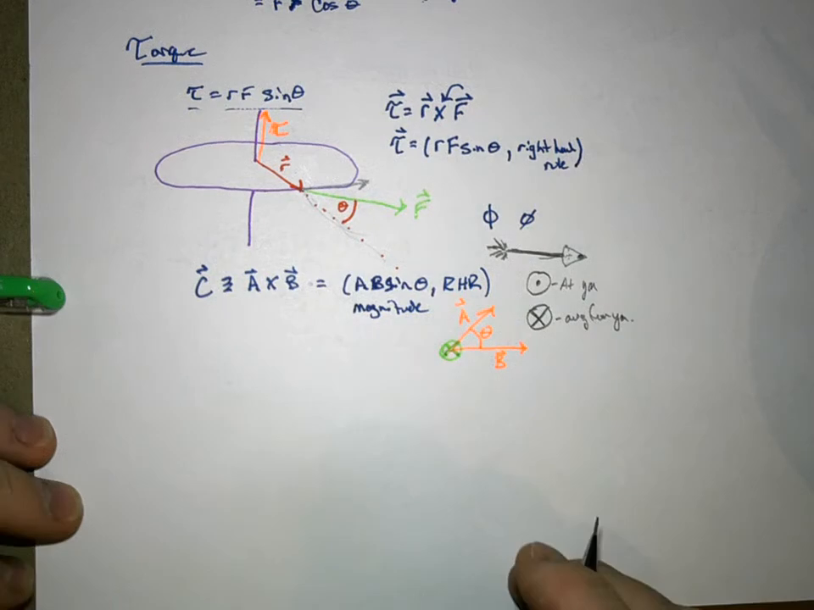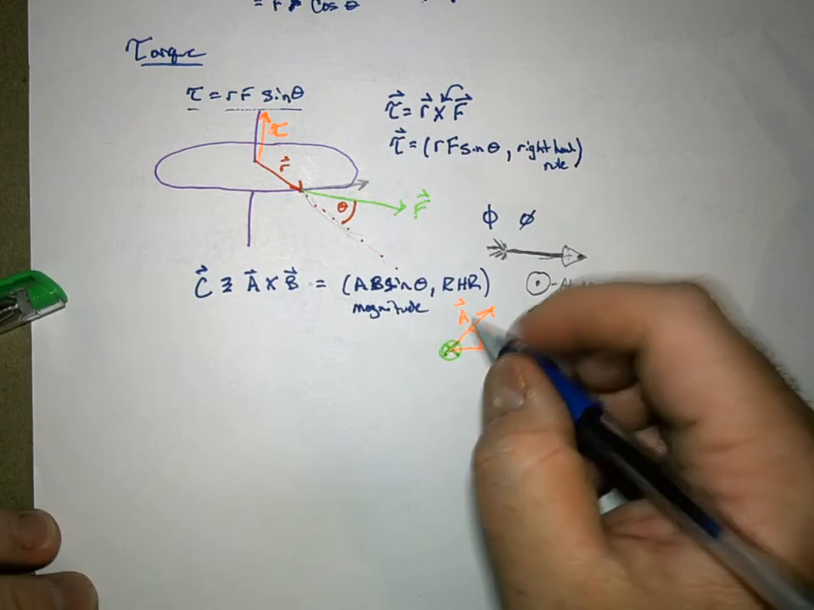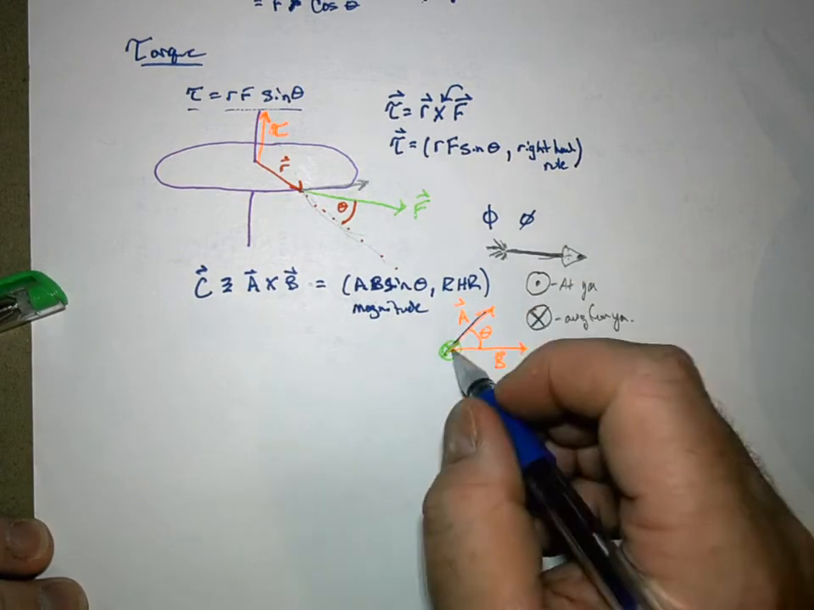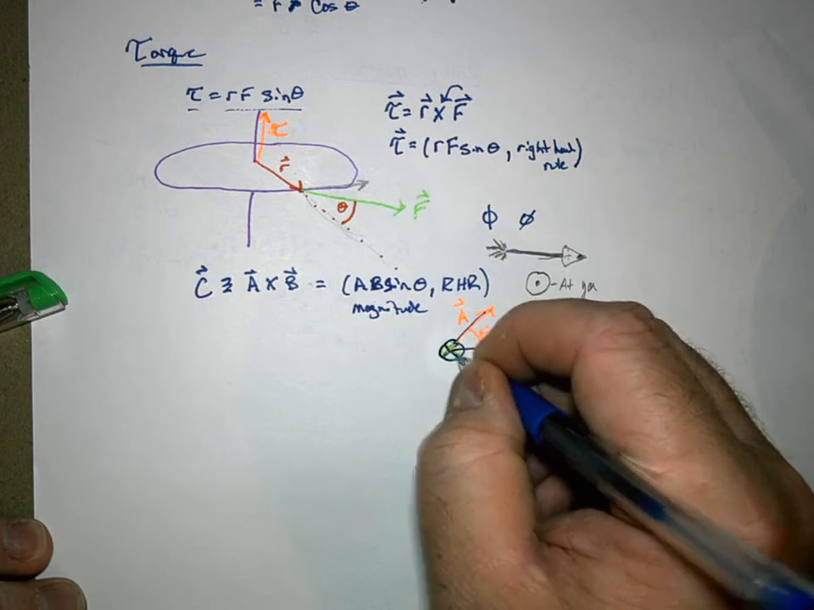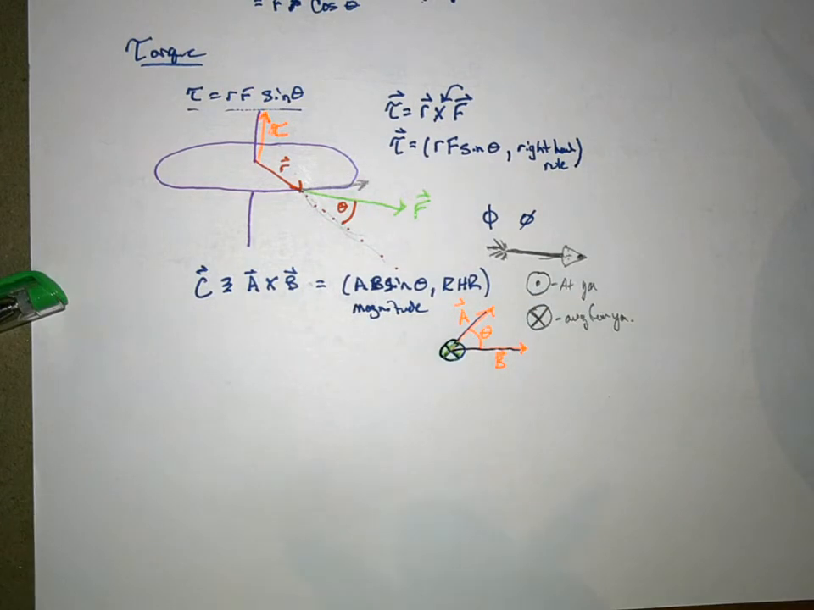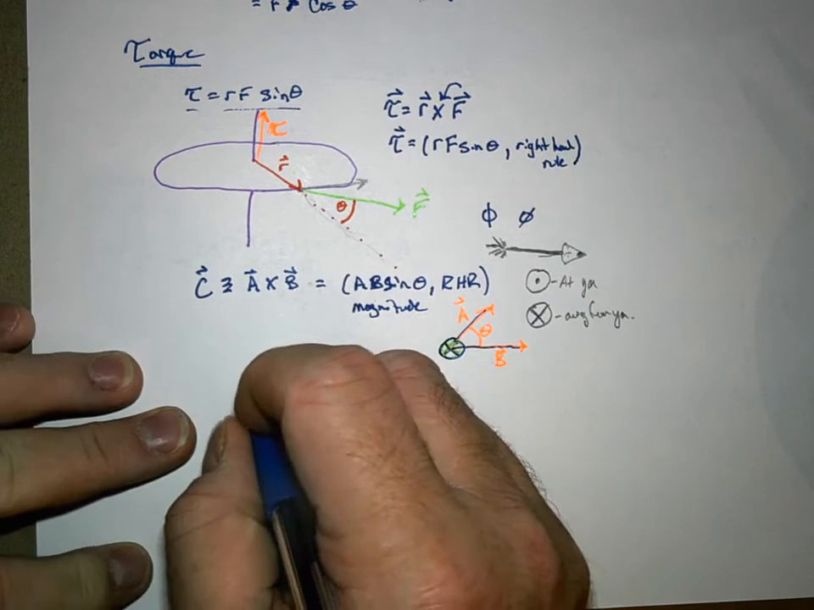All right, so in this case, our A crossed with our B is going to result in a vector that is pointing away from you, and into the paper. All right. Now, if that's the case, then what if we did B cross A?